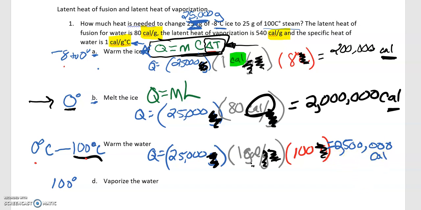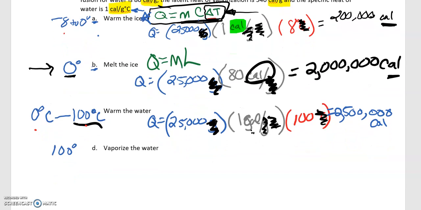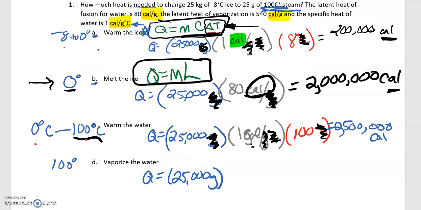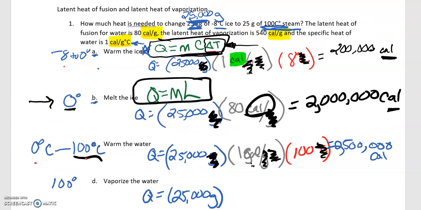Now the last thing I need to do, because remember I need to get this clear up to 100 degrees Celsius steam, so I need it all to be vaporized, I need to take all of it through the boiling phase. Now again, we are at a phase change, so our temperature is not going to be any different than what it was before. So I'm going to be using the same formula that I had in part B when I was melting it. So Q is equal to, here's my mass, 25,000 grams. And now, since I'm vaporizing it this time, I need to use the latent heat of vaporization from the text up here, which is 540 calories per gram.